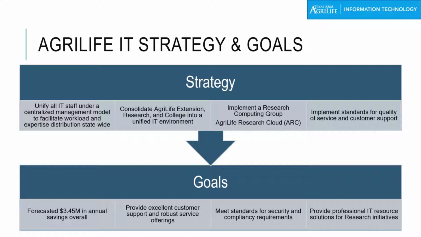The other component of our strategy was to implement a research computing group, which we call AgriLife Research Cloud. We recognized there was a lot of needs and issues in the research and computing area, issues surrounding security, issues surrounding compliance, as well as issues with just not having the capabilities that the researchers needed to get their research completed.